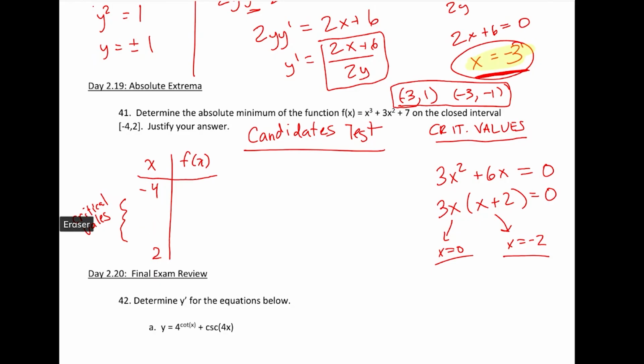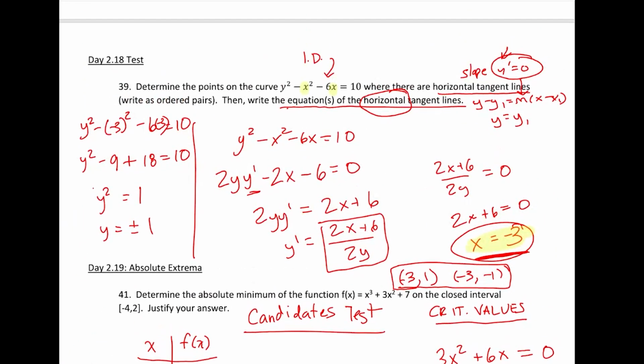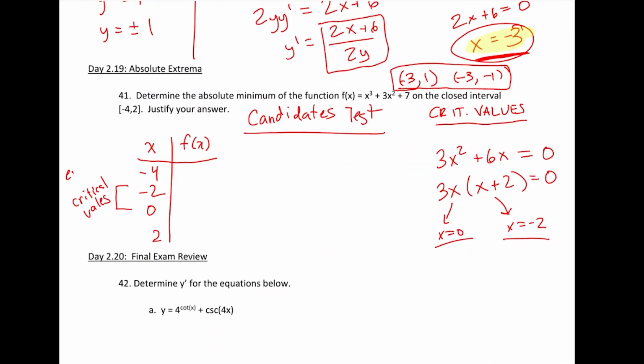Maybe I should put them in order. Find the value of the function at each of these x values and just figure out which one is the smallest. Okay, in this case, we're looking for the absolute minimum, which is why we're looking for the smallest f of x value. If it said absolute maximum, we'd look for the biggest one. So we got our critical values, we have our endpoints, and we need to consider the value for f of x at all of these.